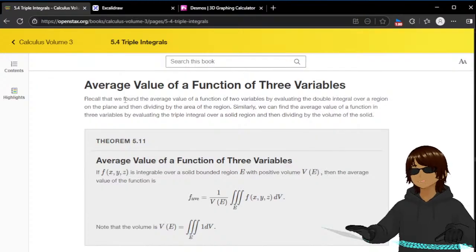Recall that we found the average value of a function of two variables by evaluating the double integral over a region on the plane, then dividing by the area of the region. Similarly, we can find the average value of a function in three variables by evaluating the triple integral over a solid region and then dividing by the volume of the solid.